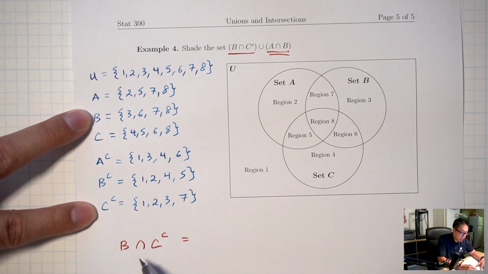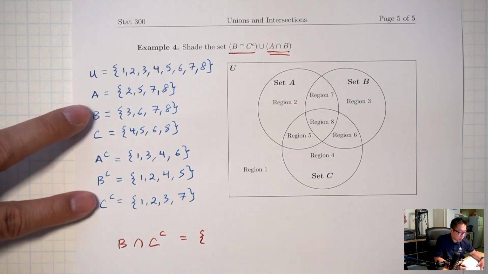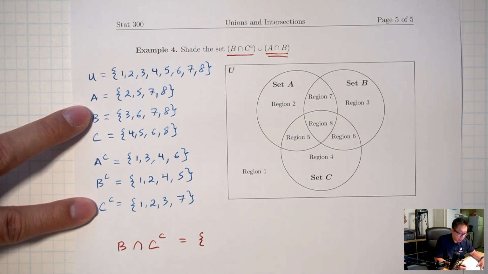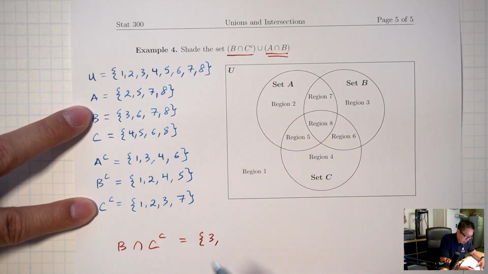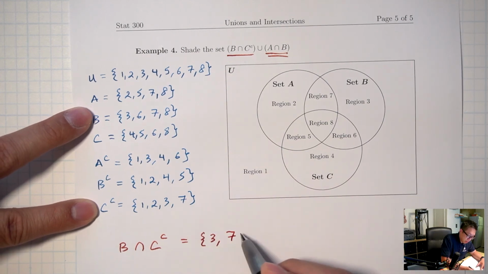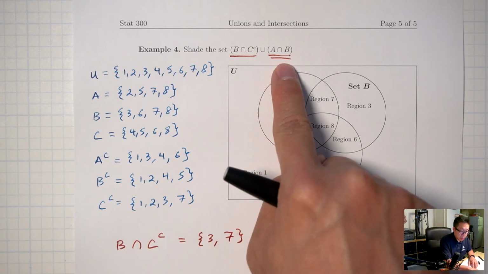Okay, so this is saying intersect. So intersect meaning the overlap. Overlap meaning I want the numbers that are in both sets at the same time. So regular B and C complement. What numbers are in both sets at the same time? I see 3 in both. And I also see 7 that's in both. Okay, that's the one on the left. Do the same thing for the one on the right.